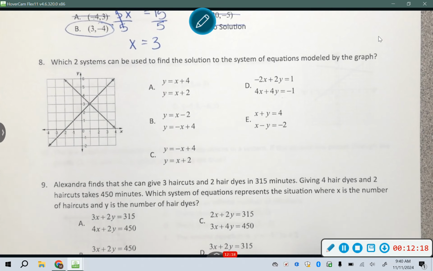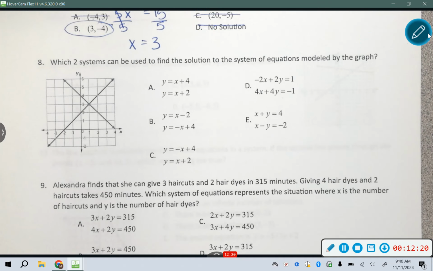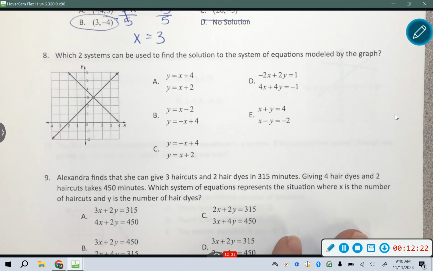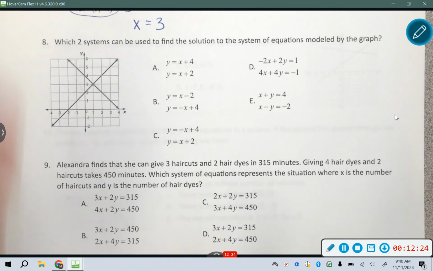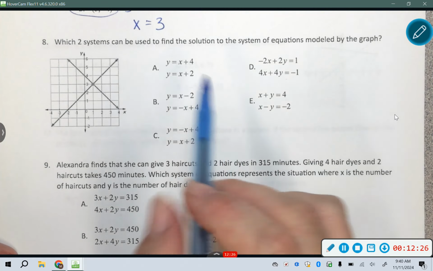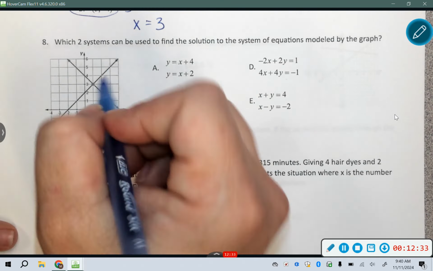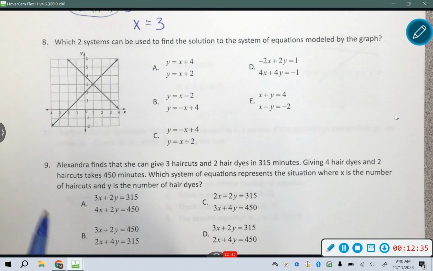Okay, let's look at number 8. So number 8 tells me which two systems can be used to find the solution to the system of equations modeled by the graph. So I know there's 2 answers here. I'm going to circle 2 of them. I'm going to start by finding the y equals equations because I can do that from the graph. I could also use a table if we struggle with that.